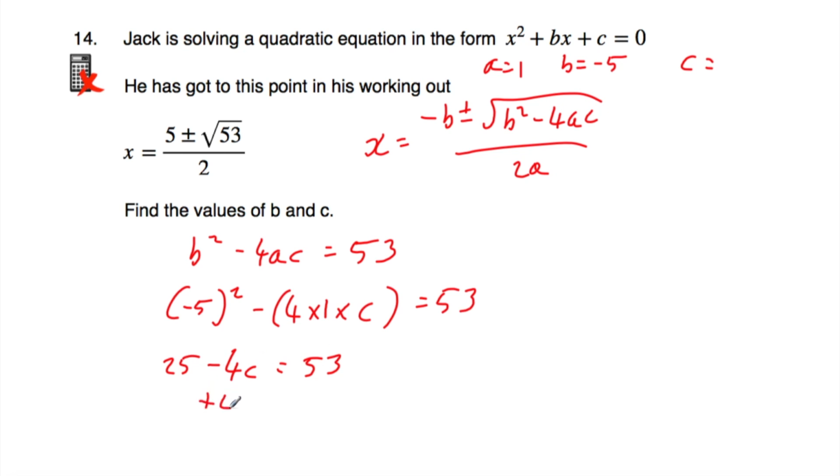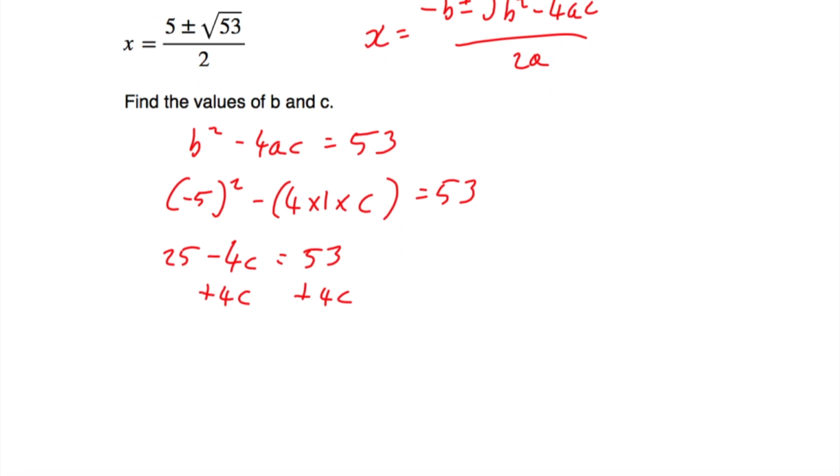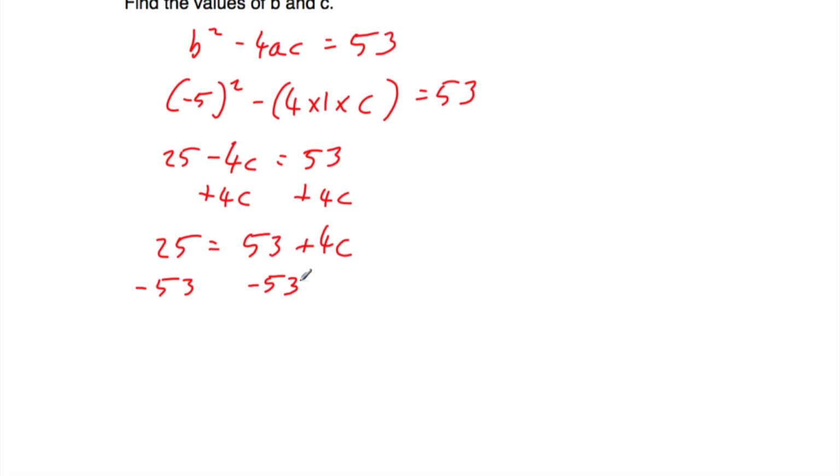I'm going to add 4c to both sides to begin with, so add 4c and add 4c. Whenever I add 4c to both sides of the equation, on the left-hand side, I'm adding it to get rid of it, so we'll be just left with the 25. And on the right-hand side, we're going to have 53 plus our 4c. Now we want to find out what 4c is, so let's get rid of this 53. So let's take away 53 from both sides. 25 take away 53 is minus 28. And on the right hand side, that's going to be equal to 4c.